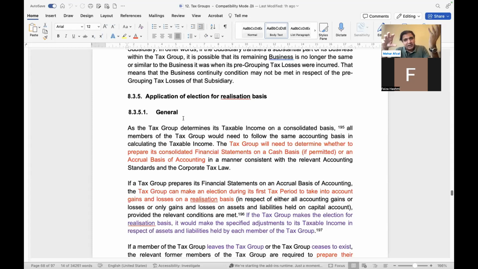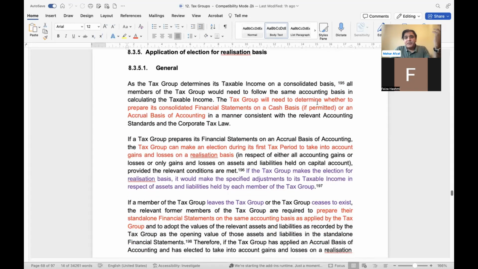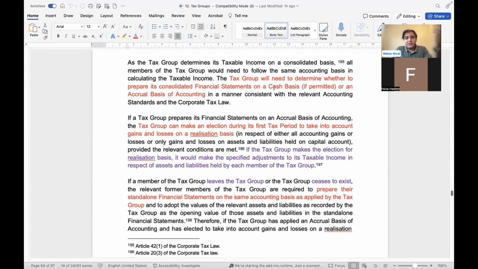So for the financial statements, for accounting purposes, we are following accrual basis. And for tax purposes, we have opted to be taxed on realization basis, which will require some adjustment. The group needs to decide whether it is following the accrual basis or the gain and loss to be taxed on cash basis, the realization basis. This will be decided by the group. The group will need to determine whether to prepare the consolidation on cash basis. This decision will be taken by the group as well.